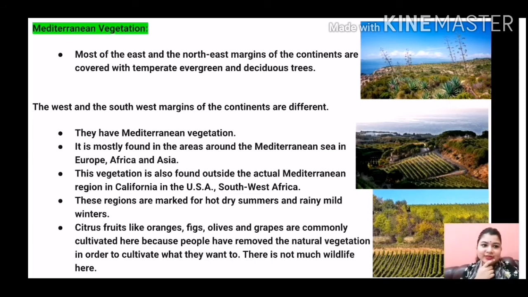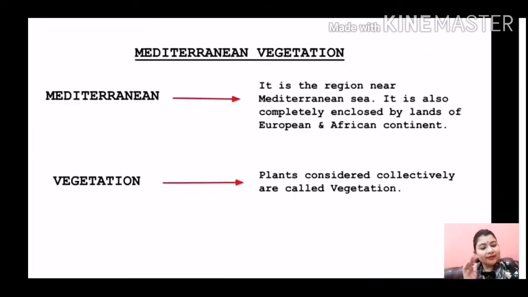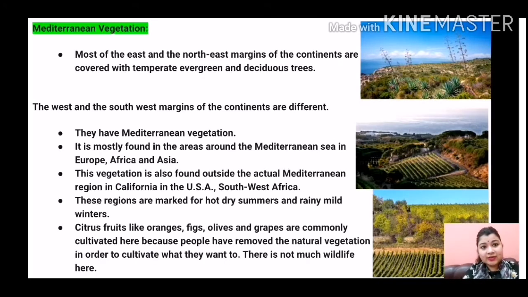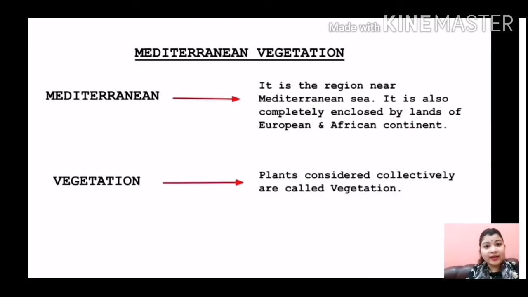Okay, students. Now Mediterranean vegetation, again a mind map. Mediterranean means the region near the Mediterranean Sea. It is also almost completely enclosed by the land of the European and African continents. That is why California in USA, Southwest Africa and parts of Europe have Mediterranean vegetation.